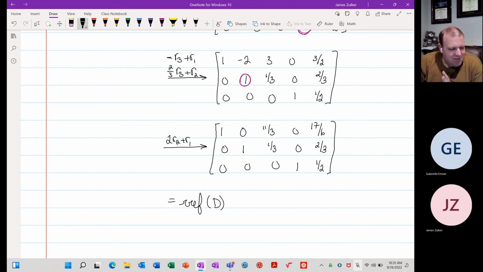As you see, it's not a particularly difficult process. Finding the REF, finding the RREF, not really difficult. You just have to know your basic arithmetic. The most difficult part about it is the bookkeeping, keeping track of everything.